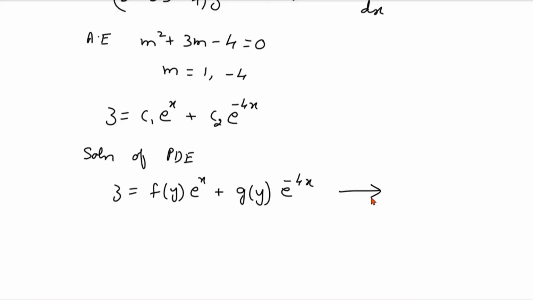Let me take this equation as equation number 1. We have the initial condition for del z by del x. Therefore, let us try to differentiate 1 partially with respect to x.